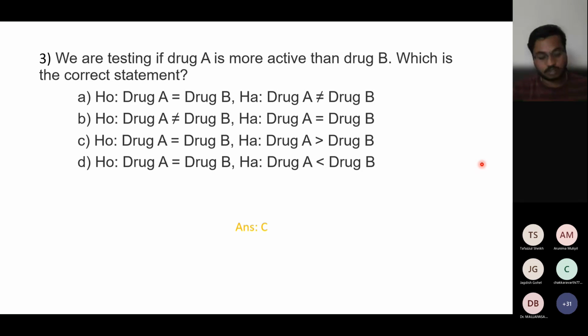Hello. Yeah. Hello, Arpit ji. The question is like the drug A is more worse than drug B.